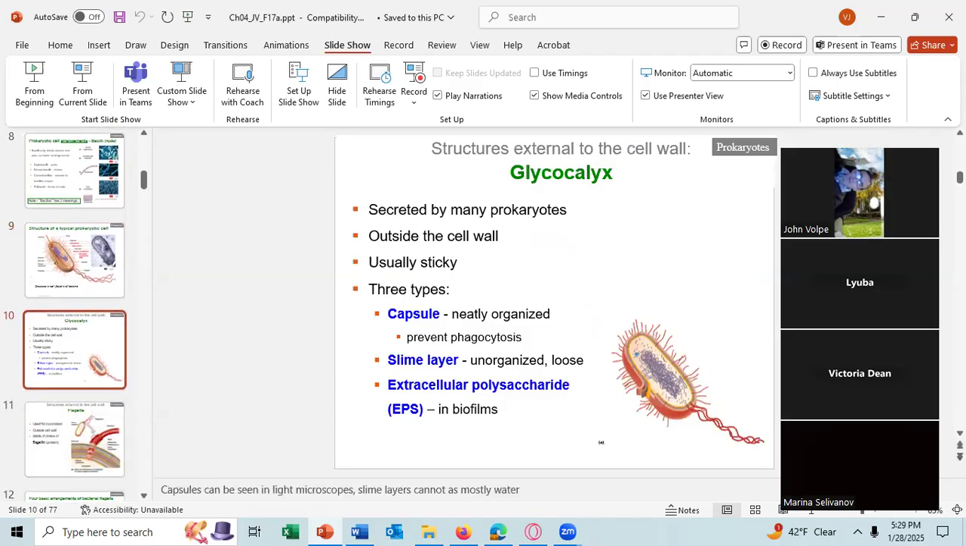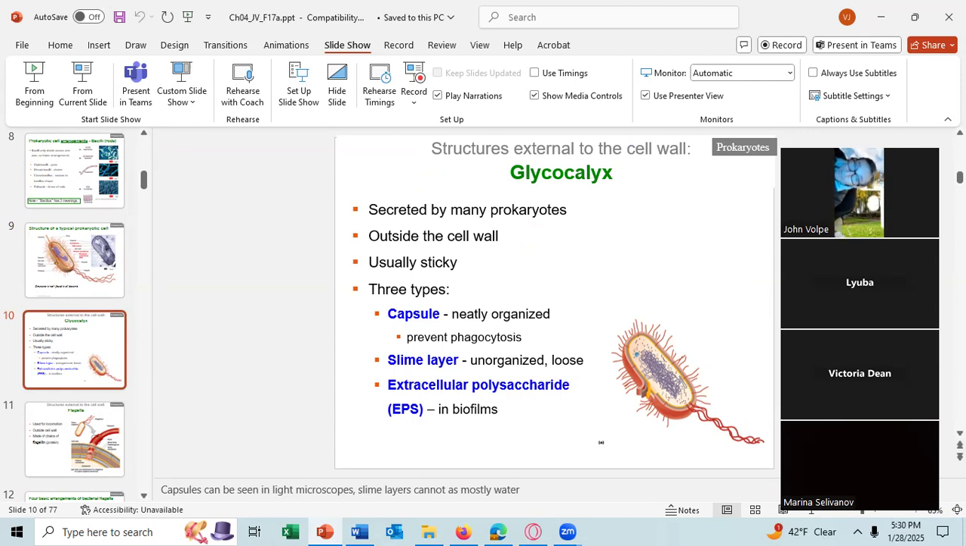Let's talk a little bit about the glycocalyx. The glycocalyx is secreted by many prokaryotes. Obviously, not all, not even the majority, but many do secrete a glycocalyx. It is outside the cell wall, so we do not consider it a part of the cell. It's usually sticky. You can find the glycocalyx in three different types. A capsule, which is a neatly organized glycocalyx. It has molecules in it, so it's more than just water.